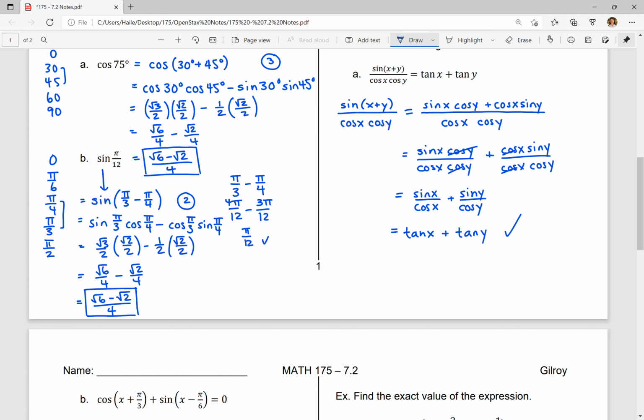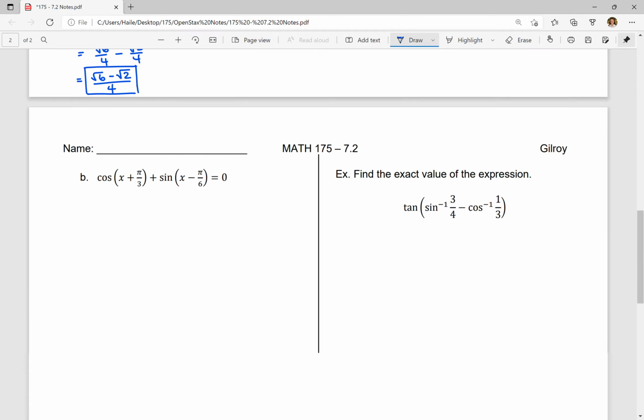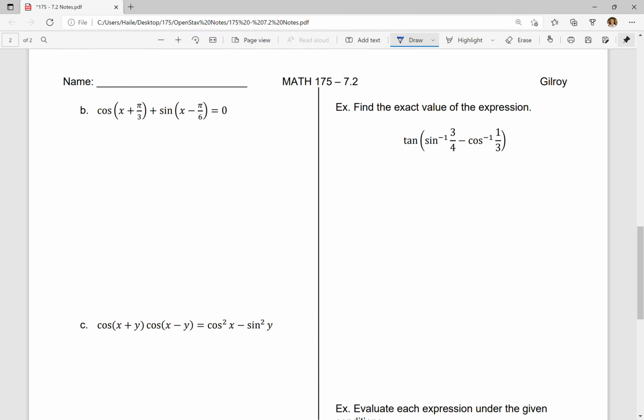Okay, so let's try a couple more like this. So our next example, we have cosine of x plus pi over 3 plus sine of x minus pi over 6 is equal to 0. So I think the more complicated side of this one is the left side. So let's go ahead and start with that. So we have cosine of x plus pi over 3 plus sine of x minus pi over 6. And I want to see if I can simplify that down to get 0.